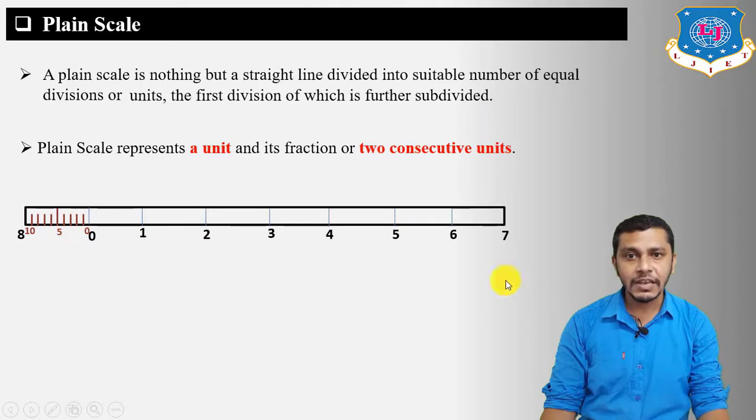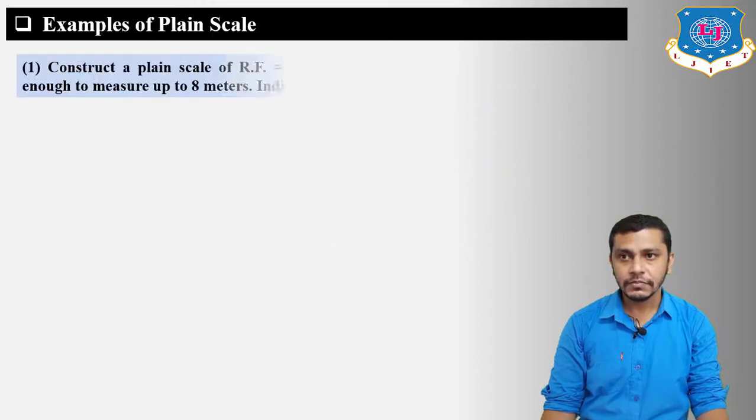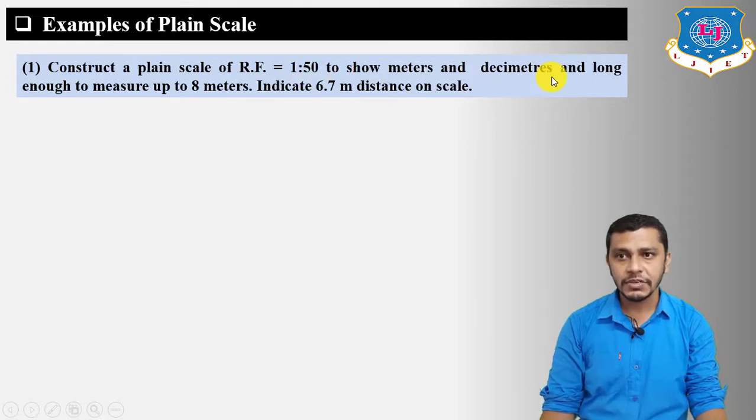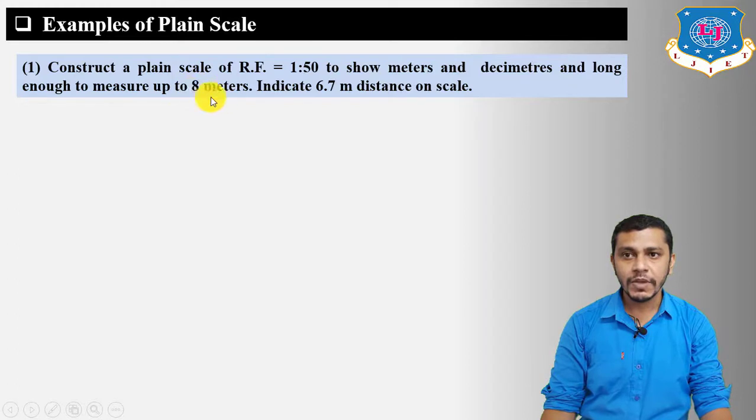If you are drawing the scale in kilometer and hectometer, then the main scale will represent kilometer and the subscale will represent hectometer. So let us understand the plane scale by taking one example. Construct a plane scale of RF equal to 1:50 to show meters and decimeters and long enough to measure up to 8 meters. Indicate 6.7 meter distance on the scale.